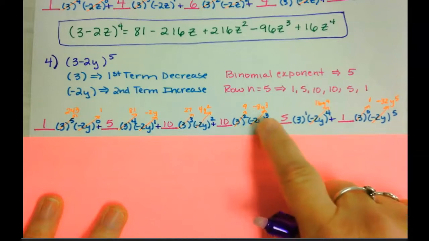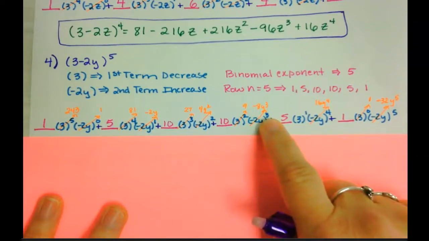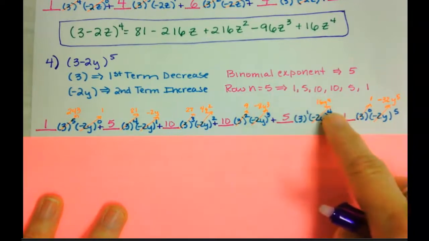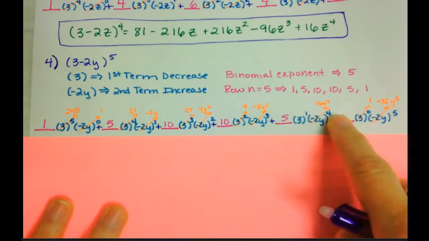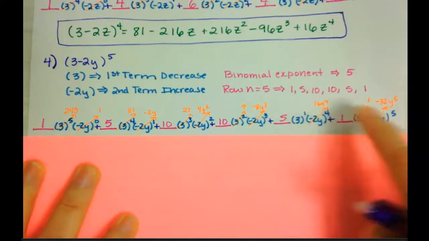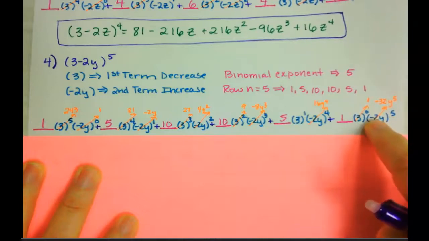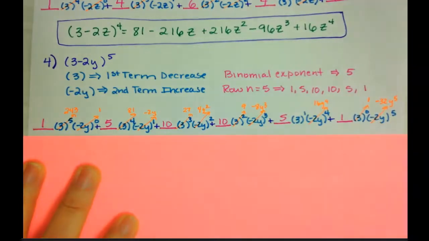Whereas over here, I have negative 2 to the third power, y to the third power. So negative 2 to the third power is going to be negative 8, because you multiply 3 negatives together. And then you would have y cubed. And again, with the positive, negative 2 to the fourth power is going to be positive 16y to the fourth, and negative 2 to the fifth is negative 32y to the fifth. This is negative because it was a negative number raised to an odd power.